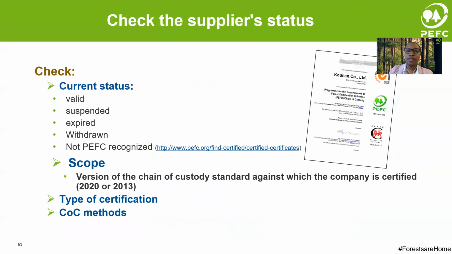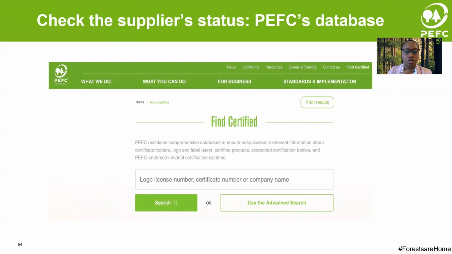So as a company, it's always important to check your supplier's status. So you need to check, for example, the current certificate that they have, is it valid or has it been suspended? Has it expired? Is it withdrawn or is it also recognized by PFC by going to our website? You also need to check the scope, if they're PFC certified, the version of the chain of custody standard they're certified against, the type of certification they have, and the chain of custody method that they applied. So this is a simple demonstration to show you how you can check the supplier status on the PFC database. So you just go to find certified basically on the website.